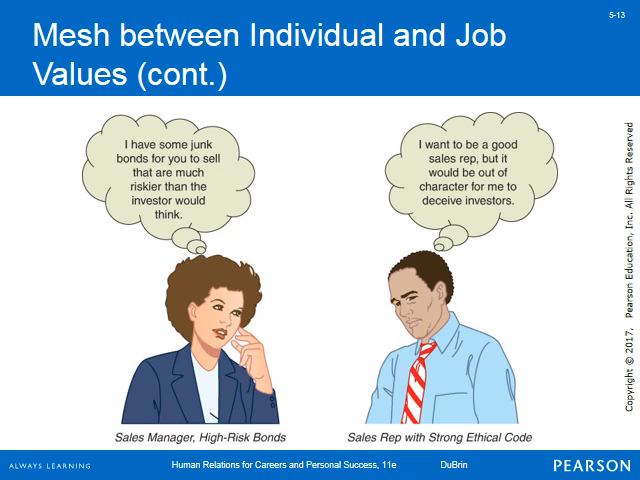Okay? And we're on page 124 and 125. In understanding this about you, it helps you be able to understand other people. Okay? And this is in your book, Sales Manager. I have some junk bonds for you to sell that are much riskier than the investor would think, is what she's thinking, high-risk bonds. And he's thinking, I want to be a good sales rep, but it would be out of character for me to deceive investors.